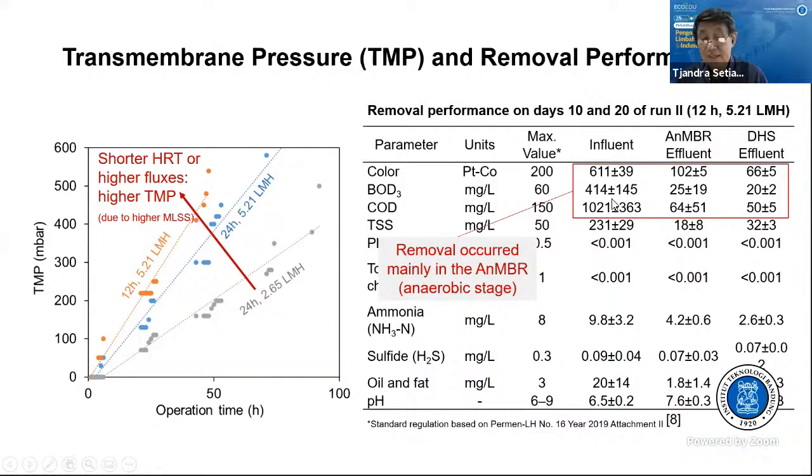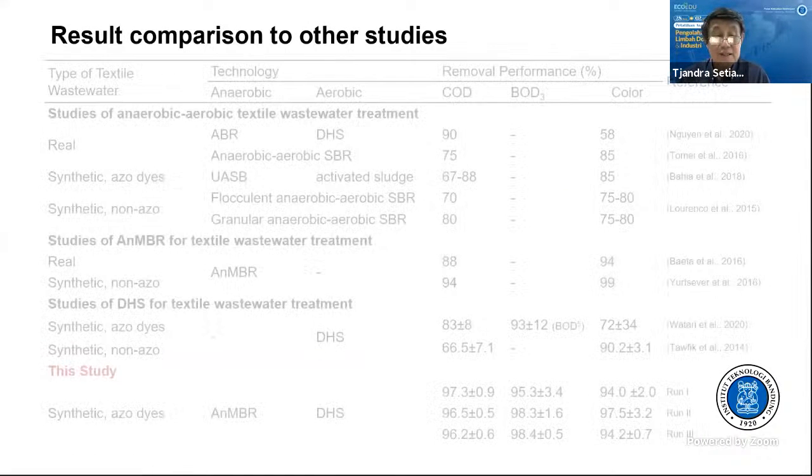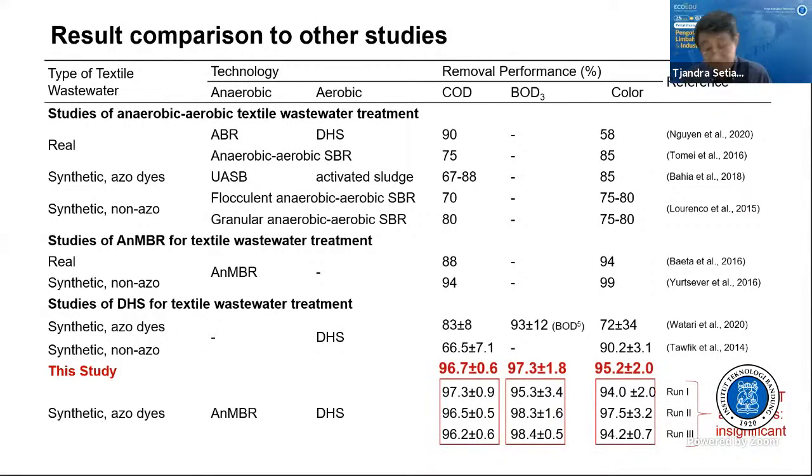So it can meet the standard for color, BOD and COD. There is a bit of increase in TSS after the DHS because there is no separation. That is easy to reduce, just by having a settling tank after the DHS effluent. I would like to say that although it is only for synthetic wastewater, the anaerobic membrane bioreactor combined with the DHS has shown very good performance.